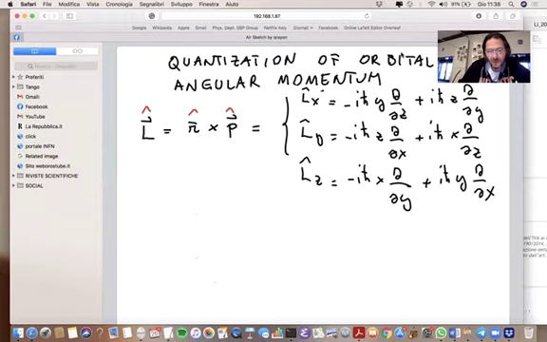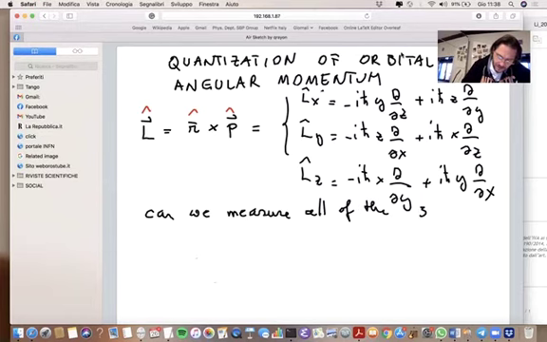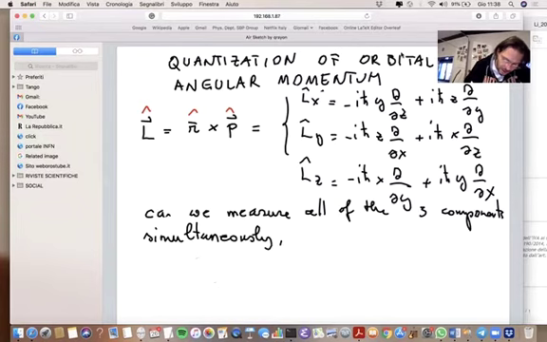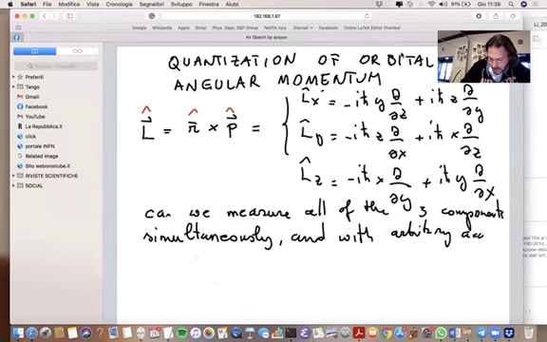an important question to address is whether we can measure all three components simultaneously and with arbitrary accuracy. In other words, what can we do with them?